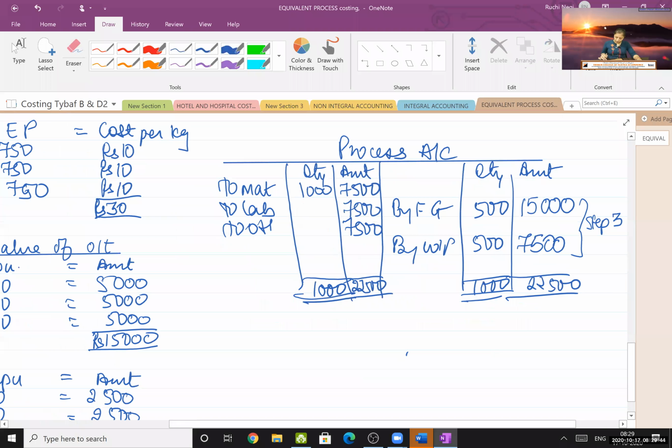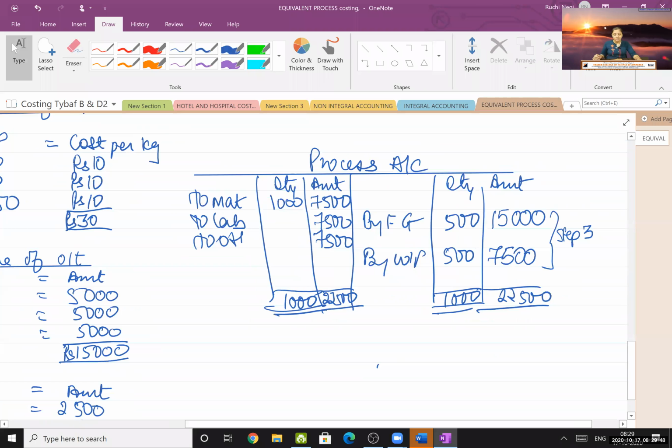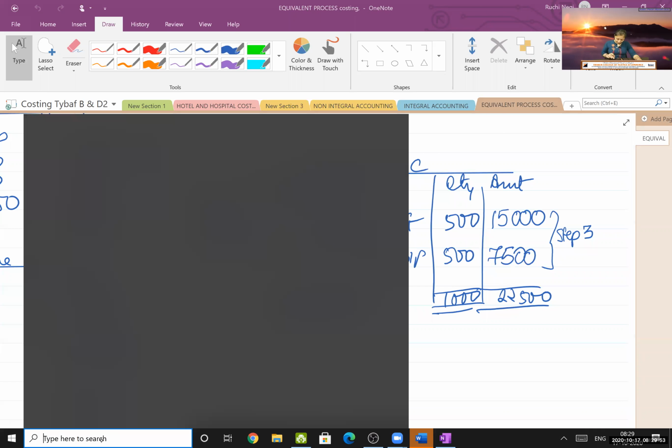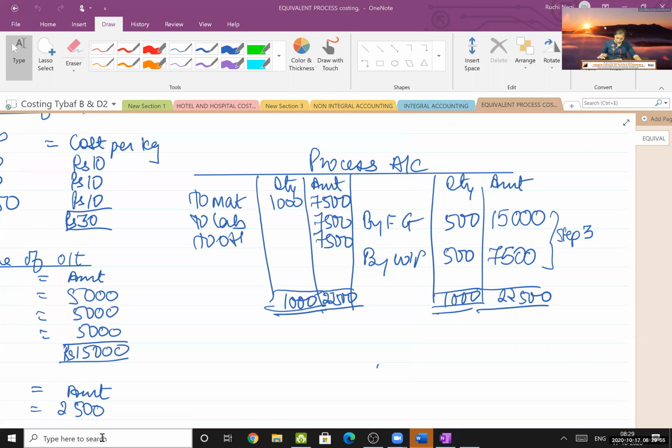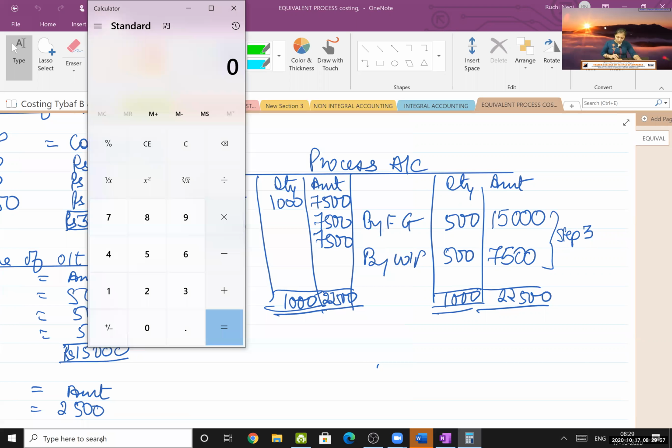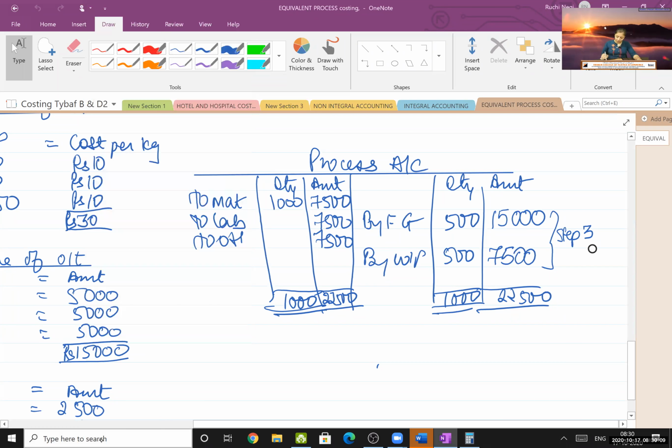Then what? Close the ledger. Obviously, it will tally because this is equivalent process costing. You're equating it. I showed you in the basic example also. 2500, and see your debit side, 2500. Even the quantities will tally.